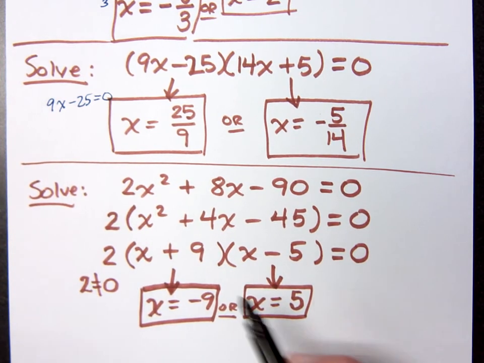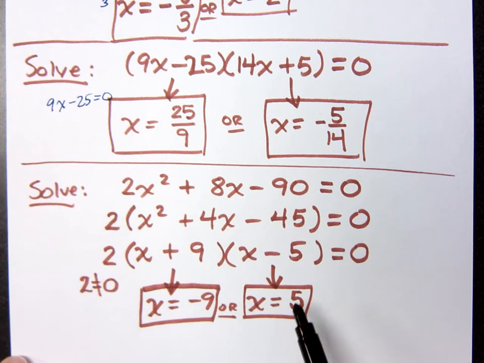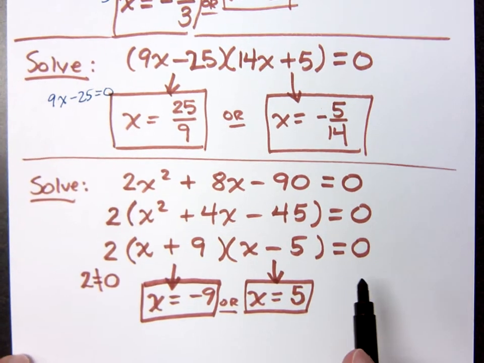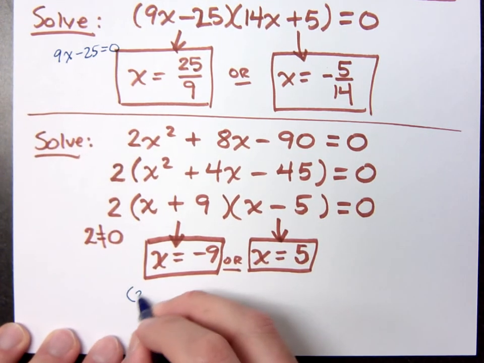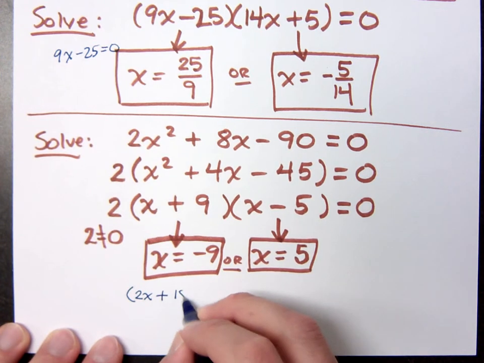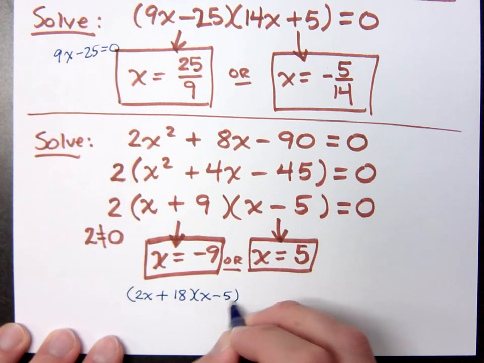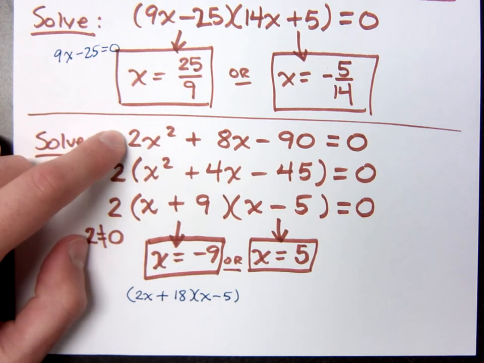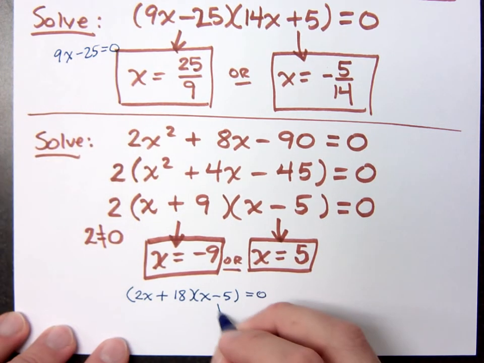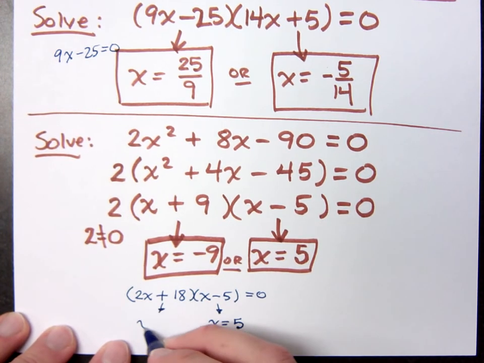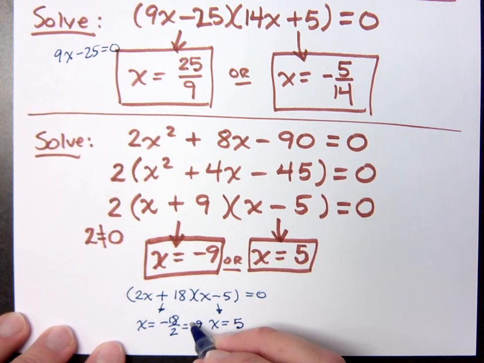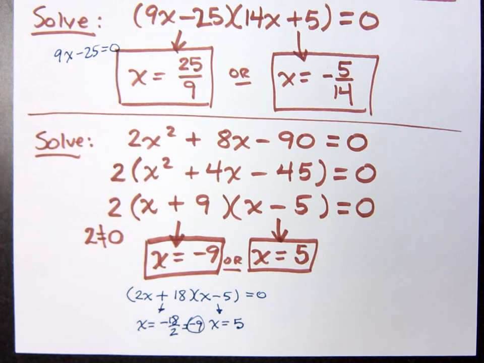Now you may say, shouldn't I have multiplied these guys by 2? No. If you had not taken out that common factor of 2, you probably would have factored it and it would have looked something like this: 2x plus 18 times x minus 5. That would have worked to give you the original guy up here. But if this is equal to 0 and you solve this, what do you get here? 5. What do you get here? Negative 18 over 2, which equals what? It's still negative 9, right?